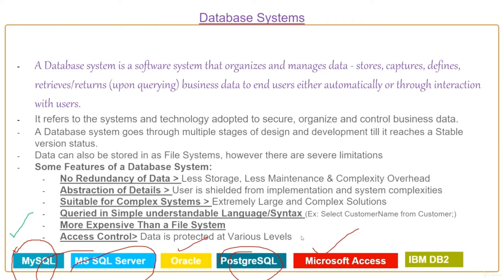The second one I've given here is MS SQL Server. This is basically by Microsoft Corporation, and they have the SQL Server database that is also very popular in the industry. Then of course you have Oracle. Oracle is a giant, and they have a lot of different products in the market, but Oracle is generally chosen by large corporations with huge amounts of data. Then we also have PostgreSQL, which is another great database system.